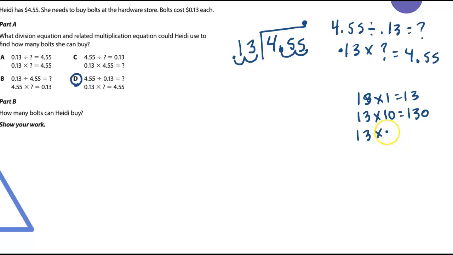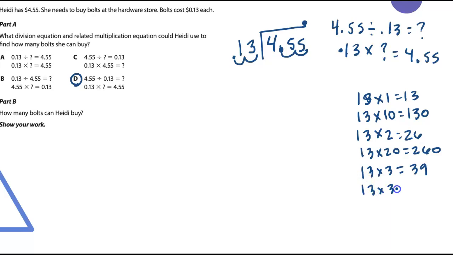13 times 2 is 26. If I know 13 times 2, then I know 13 times 20 is 260. Okay? 13 times 3 is 39. And 13 times 30 would be 390. 390 is awfully close to 455, so I'm going to use partial quotients.